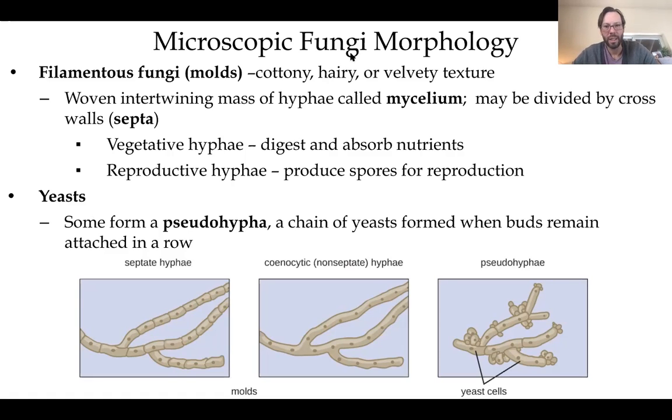And then what we're looking at here below is septate hyphae. So this is a septum here. It's got these individual compartments with nuclei. Non-septate still has the nuclei here, but there's no divisions in between. It's just one long syncytium.